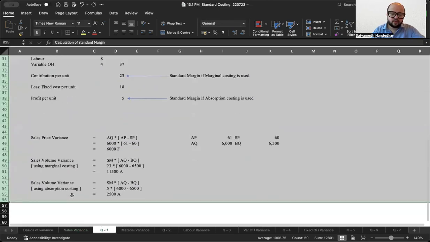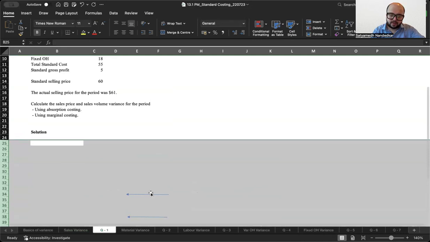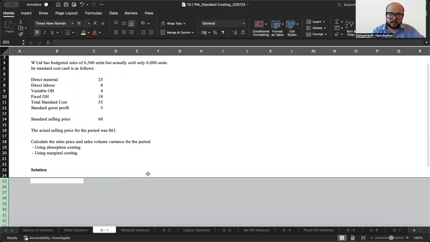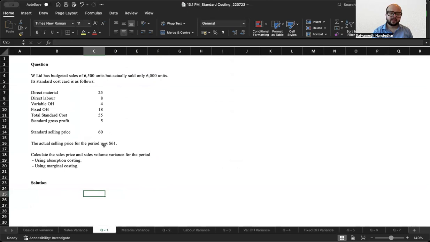Okay, now let's do one question to understand how this works. Okay, sure. What is the item that I'm looking at? I'm interested in calculating my sales related variances. Calculate the sales price and sales volume variance for the period using absorption costing and marginal costing. You know that absorption costing and marginal costing has been given so that you get the correct idea on how to calculate the standard margin. So let's do that as a starting point before we go into variance related discussion.